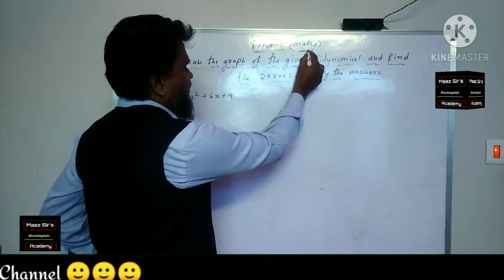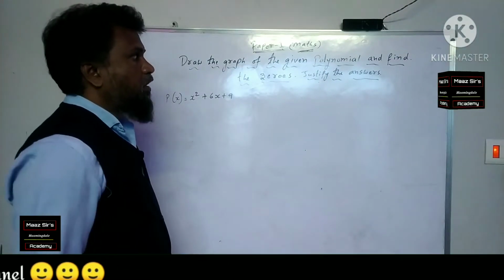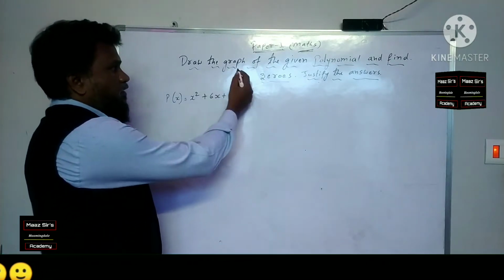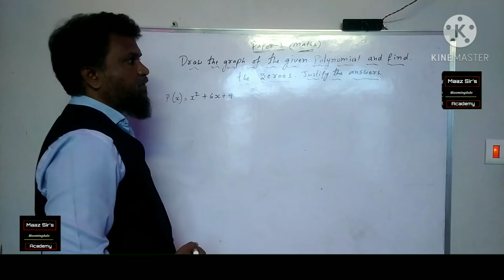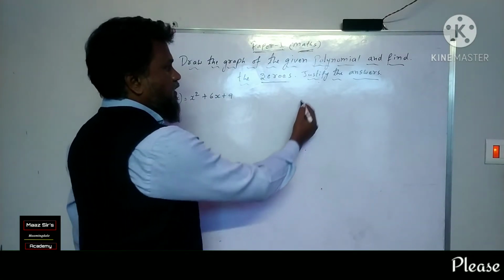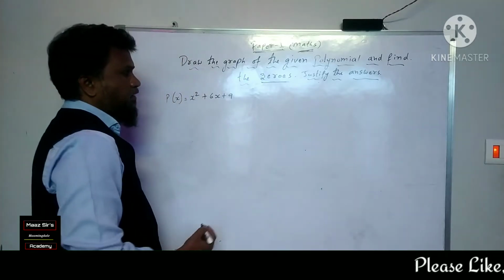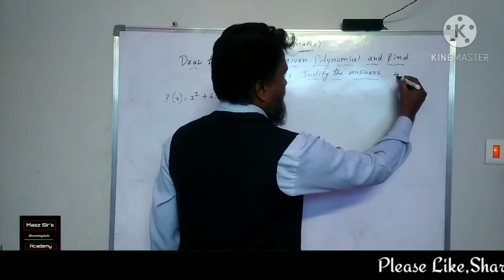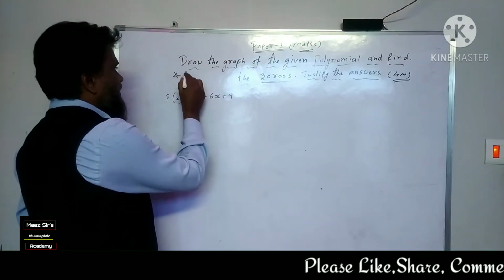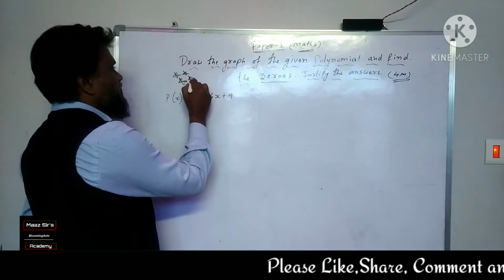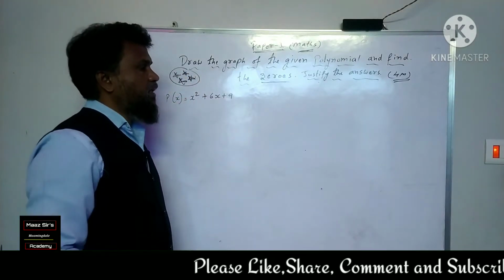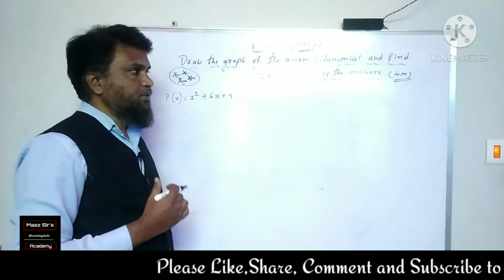Paper 1, what are the important questions which are going to come in paper 1 maths? The first question is: draw the graph of the given polynomial, find the zeros, and next justify the answer. This question is for 4 marks. So it is very important. This graph is very important. So without wasting any time, now we'll start the video.